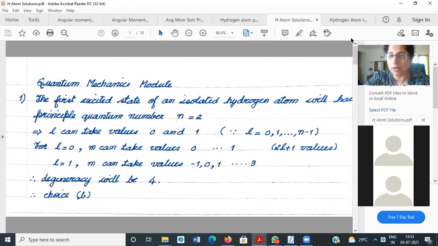Okay, if you have any thoughts... I too agree with what you said, ma'am, but we've been taught that degeneracy of an n state is 2n square, including spin. So that's why I asked, ma'am.